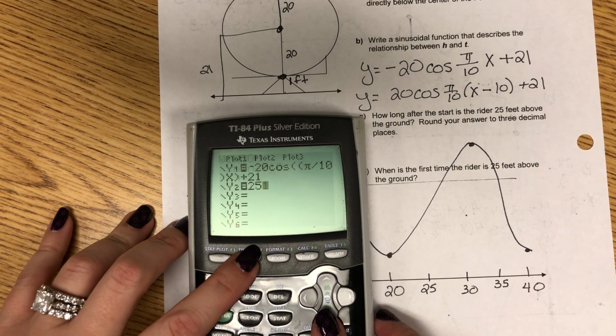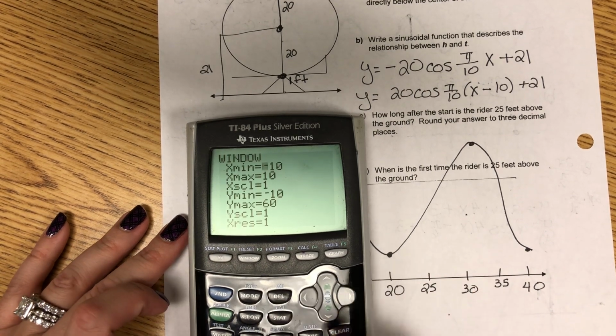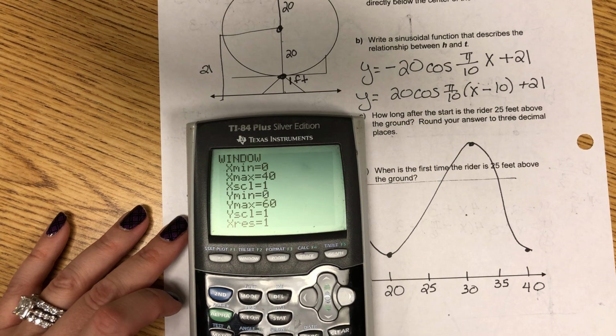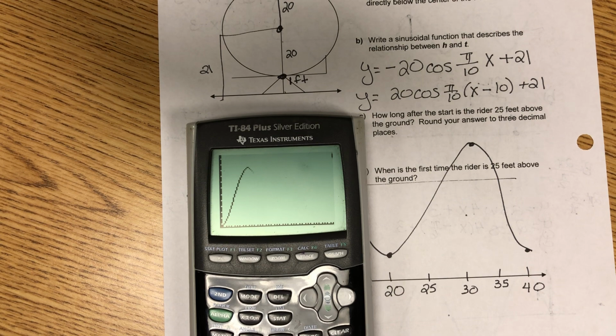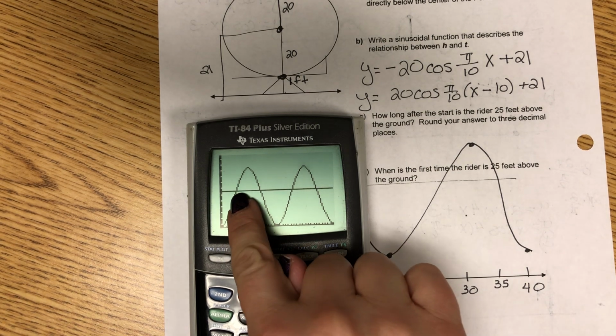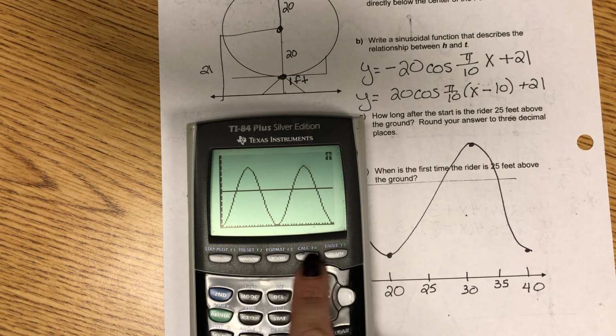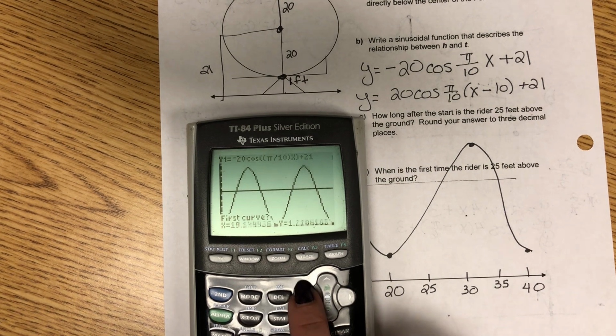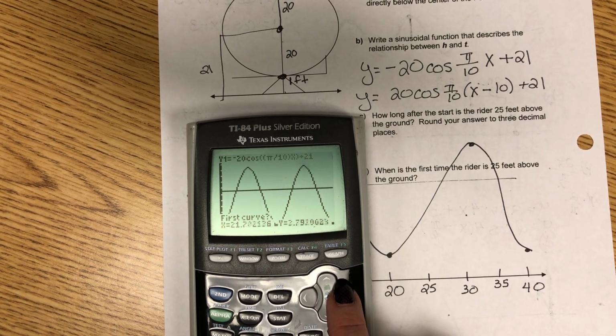We got to go to our window and make it look like our graph here. So we start at time 0, we end at time 40. I'm going to say we start at 0 and our max is 41, so I'll go to 50. There's our graph. There's our 25 feet. So I want to find that first intersection. I'm going to do second trace. Choice number 5 is intersect. And I'm going to arrow to the right.